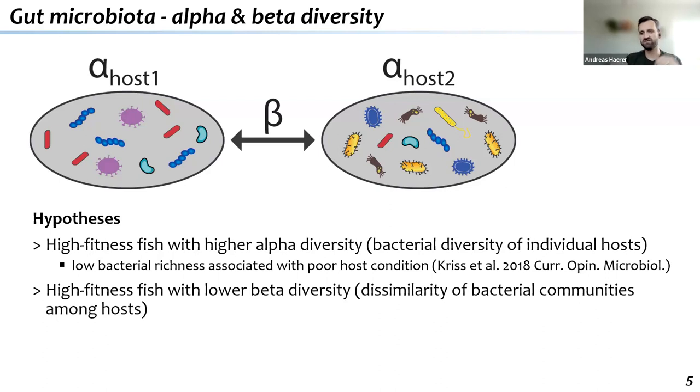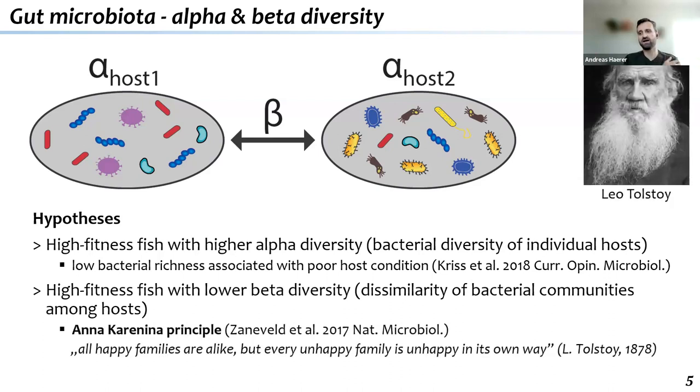Beta diversity is a measure of dissimilarity between bacterial communities of two hosts. So it gives you an idea of how different the gut microbiota of two fish are compared to each other. And here our prediction was based on going back to Leo Tolstoy. So we predicted that high fitness fish have a lower beta diversity.